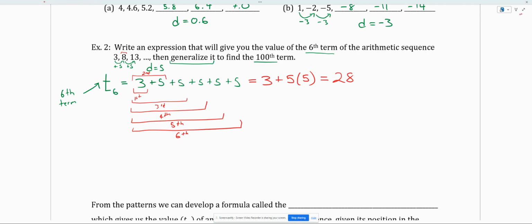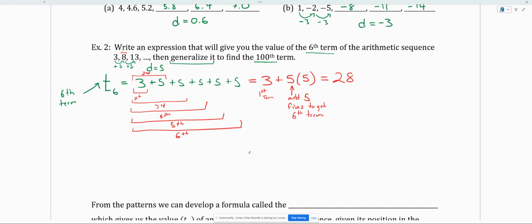Let me change colors. Can I do it over here? Okay, guess not. This is my first term right here. And then this right here, this was add 5, okay? Add 5 fives. I'll write it like this. Add 5 fives to get the sixth term.